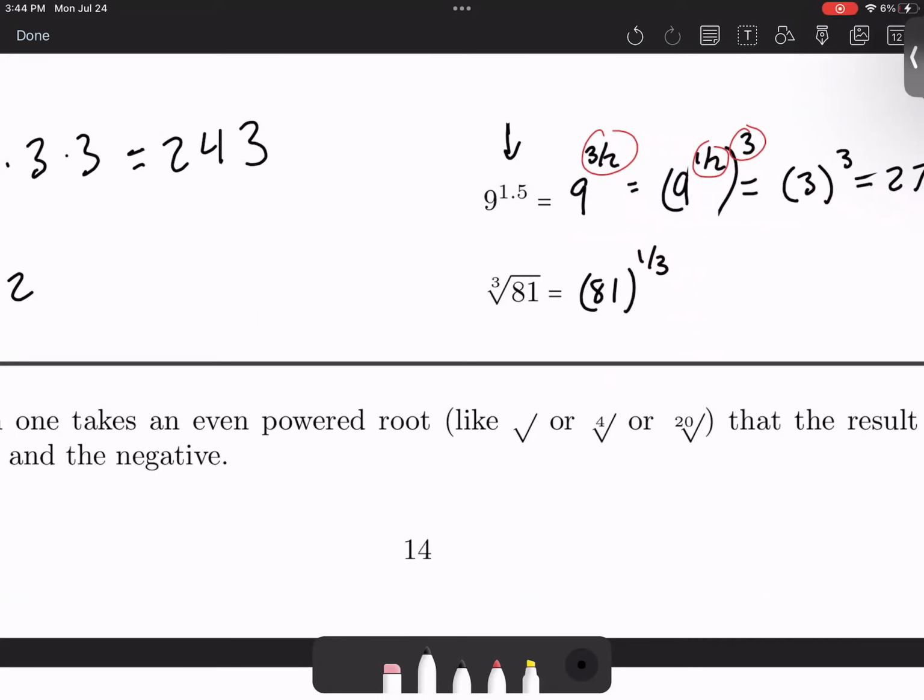And 81 to the 1/3, this isn't going to be a nice answer. It's going to be a decimal that never ends. It's going to be approximately equal to 4.327.